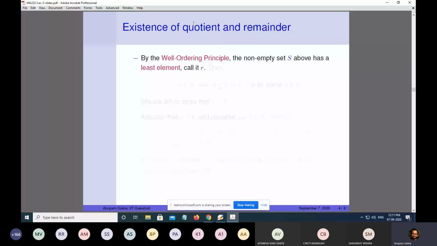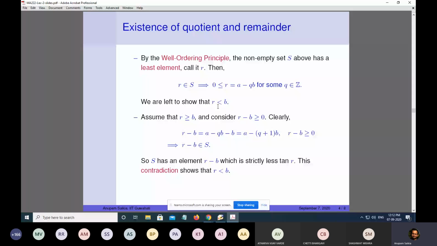Now I have to show, because you should know that in mathematics, two questions are important: existence and uniqueness. Just like in your MA102, maybe the first order initial value problem, there are two important questions: whether the solution exists, and if it exists, whether it is unique. So that's always an important question. So here also we have shown existence by using the well ordering principle. Let's see whether the quotient and remainder are unique.